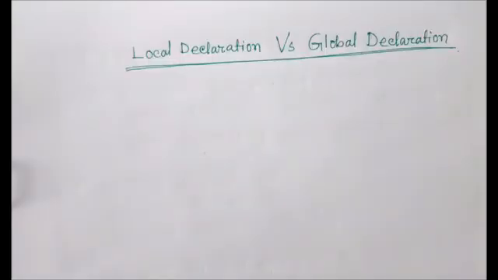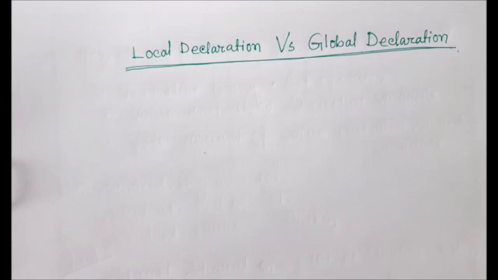So far we have covered what is structure, how to declare a structure, how to initialize a structure variable, and how to access the structure member or element, each of the members we have seen so far. Now, I am going to discuss what is the difference between the local declaration and global declaration.